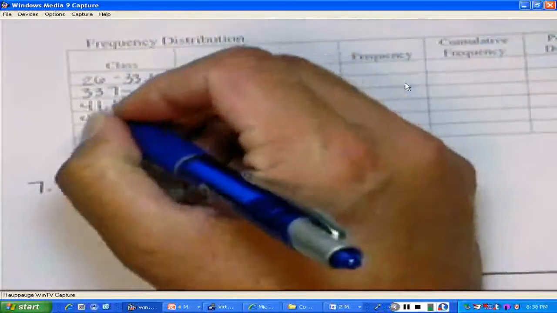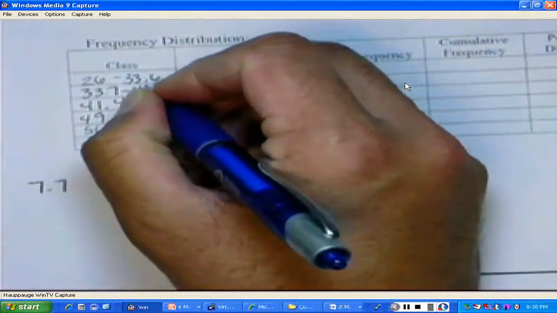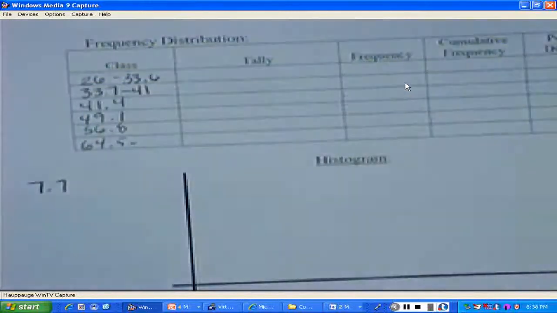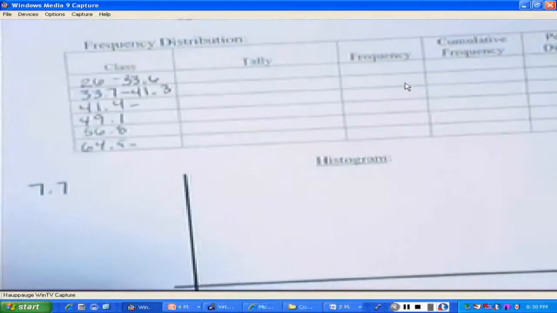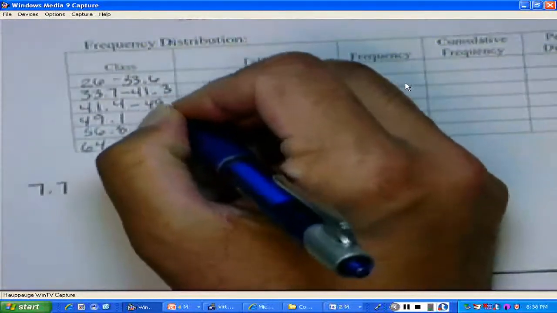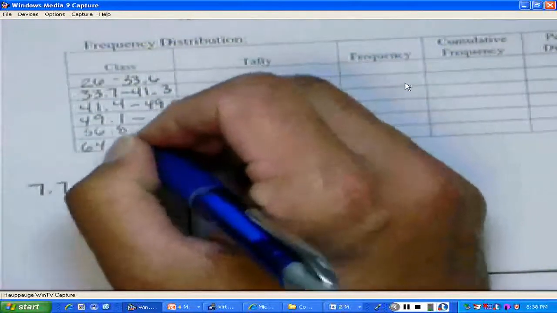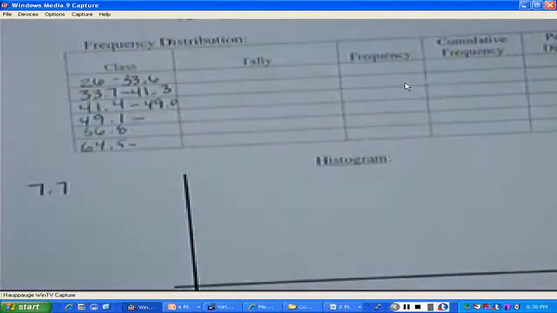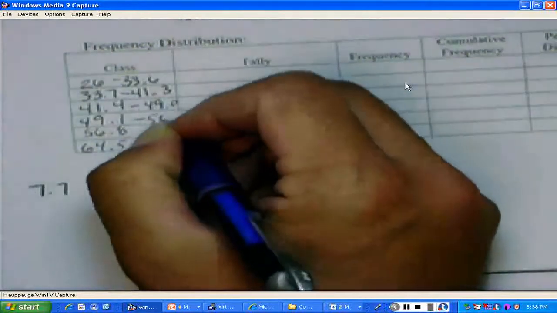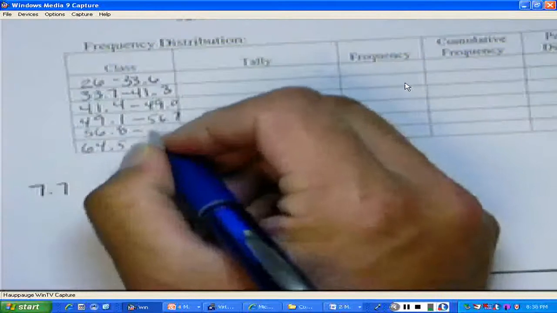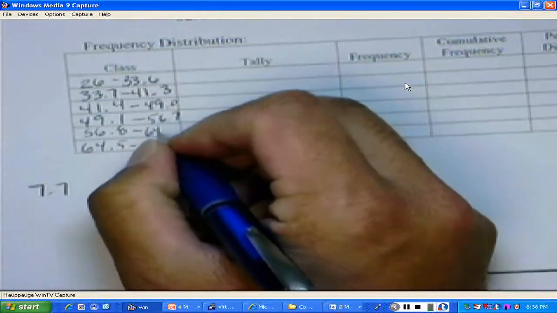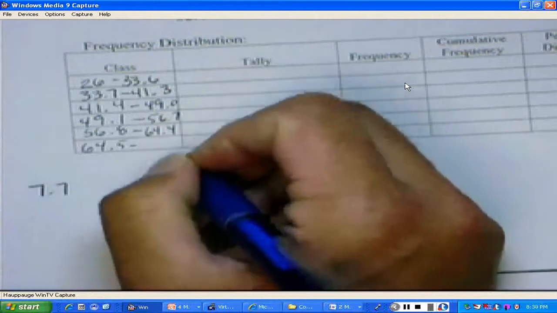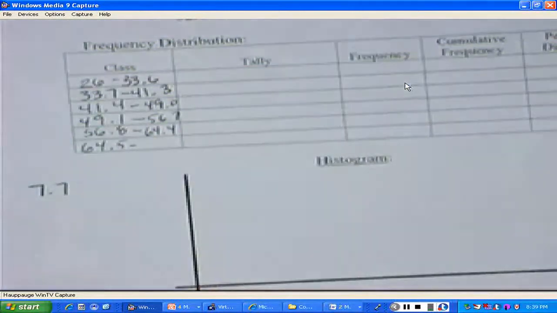So that's going to be 33.6 right there. What about here? 41 point what? 41.3. What about this one? 49. What about this one? 56.7. Okay, what about this one? 64.4. So how do we get the next one?